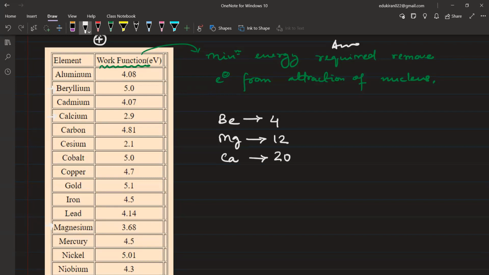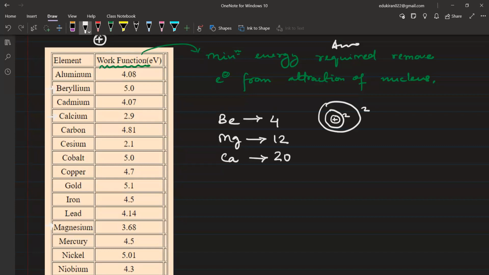Okay. Now, you also know that if I talk about the beryllium atom, then beryllium is going to have 4 electrons. You have a positive charge. In the first shell, there will be 2 electrons. In the second shell, there will be 2 electrons. Correct?